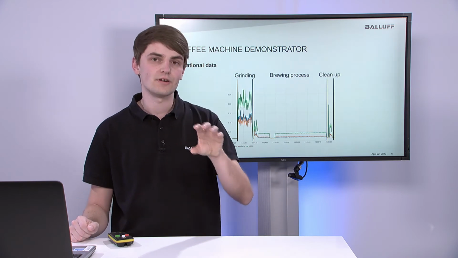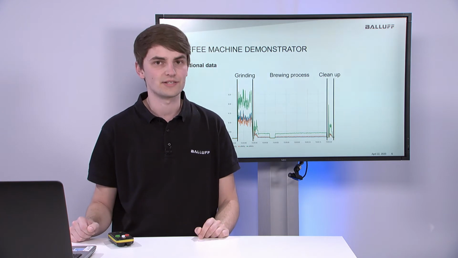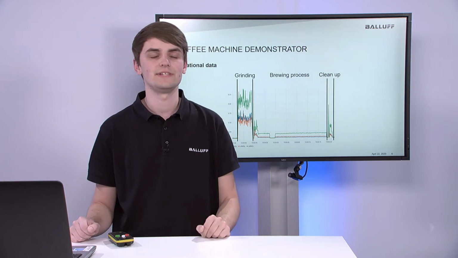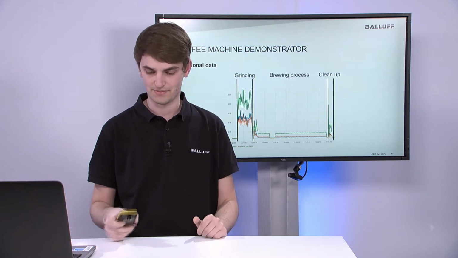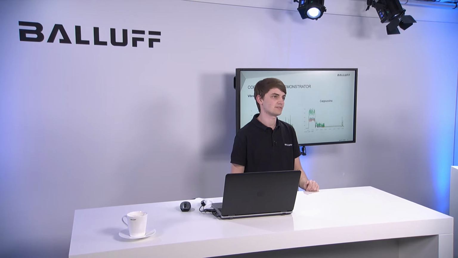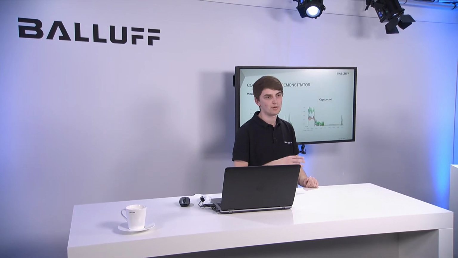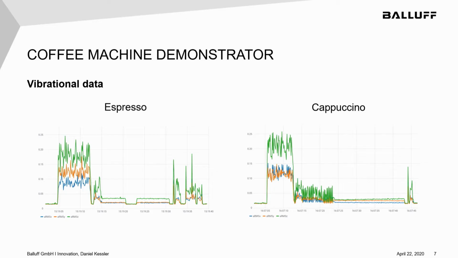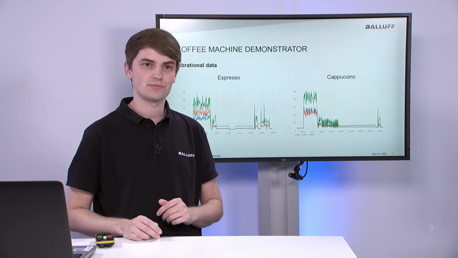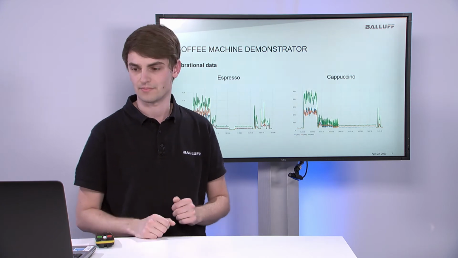Each coffee type has its unique vibrational pattern, and with this unique vibrational pattern, I'm able to distinguish between different coffee types. So let's look here at the espresso and cappuccino. You see they both start with the grinding process. But in the cappuccino, you see there are little spikes, and these spikes are there when the milk pump is going on, which you need for the cappuccino. With this background information in mind, I will switch to my dashboard and later on to my live application.